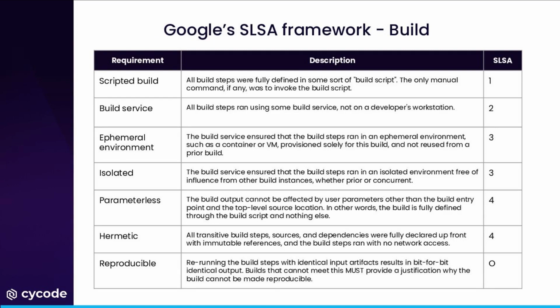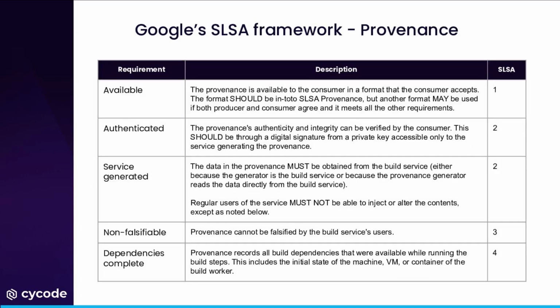Now, build requirements entail having a scripted build, utilizing a build service, using an ephemeral environment that is provisioned each time the build is run, creating an isolated environment that does not take parameters, since these parameters can corrupt, of course, being parameterless, being hermetic, and being reproducible. As I said before, this reproducibility is not strictly required, but it is recommended, and builds that cannot achieve this goal must provide a justification for why this is not the case.